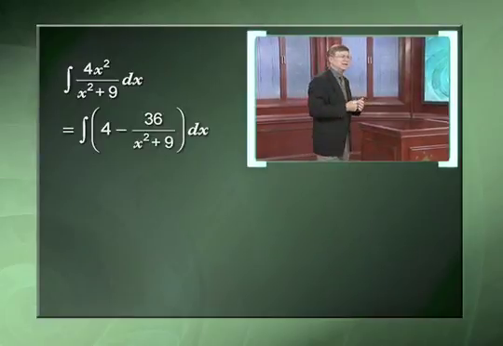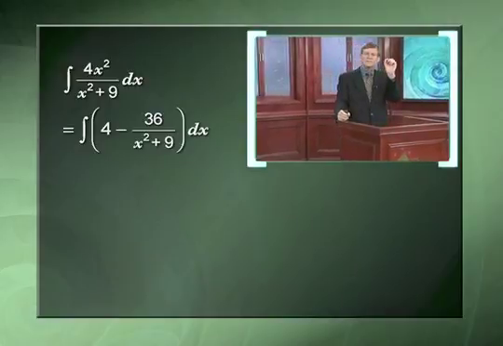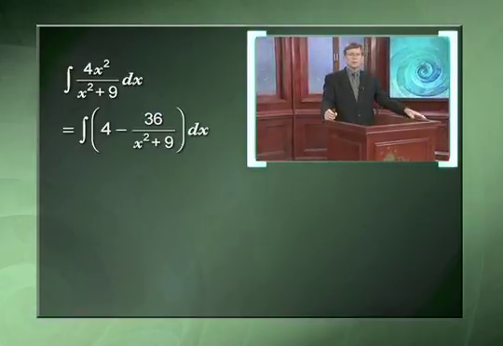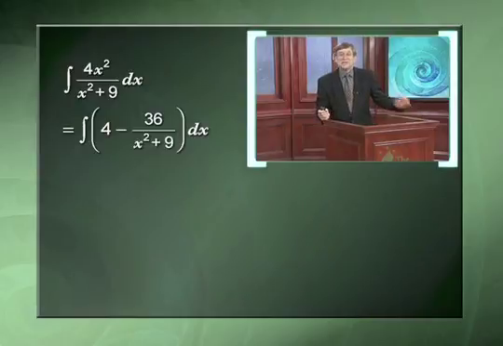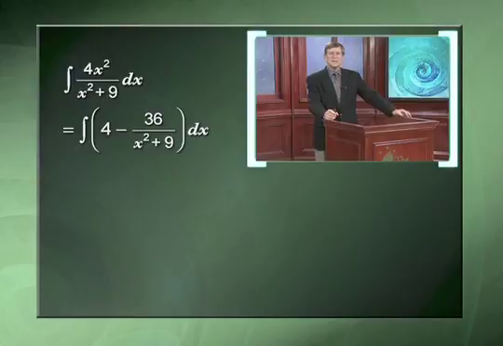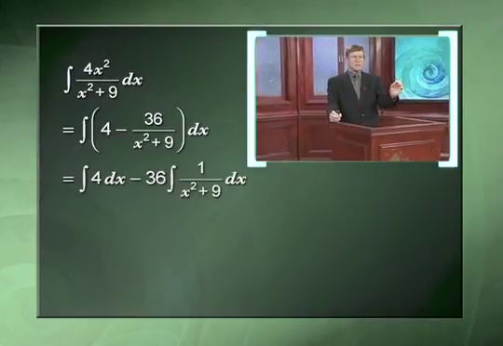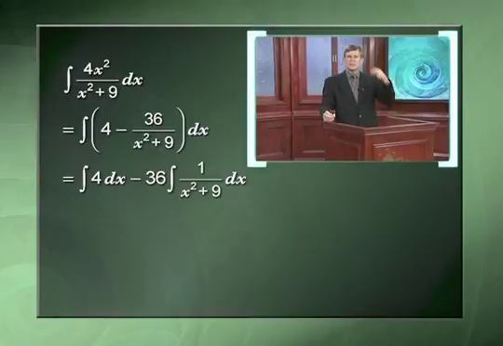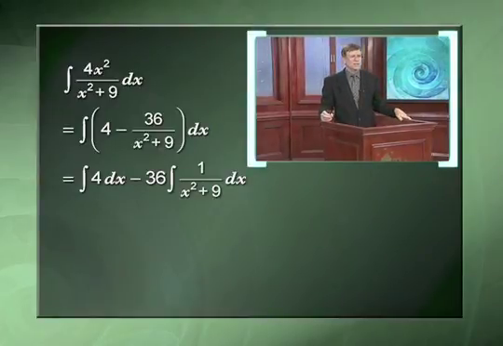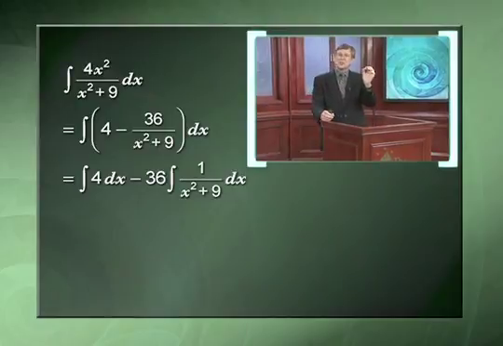Let's check to see if I did it correctly. Take 4 minus 36 over x squared plus 9 and make a common denominator. What do you get? You get 4x squared plus 36 minus 36, and you're back to where you started from. So the long division was done correctly. And now I have two integrals: the integral of 4 dx minus 36 times the integral of 1 over x squared plus 9, or if you want, x squared plus 3 squared.